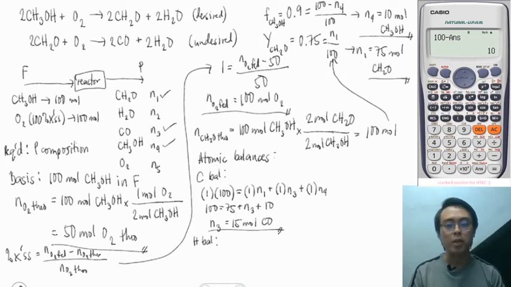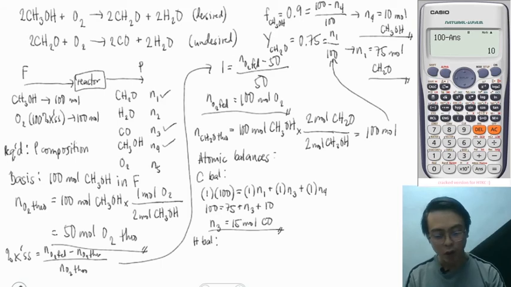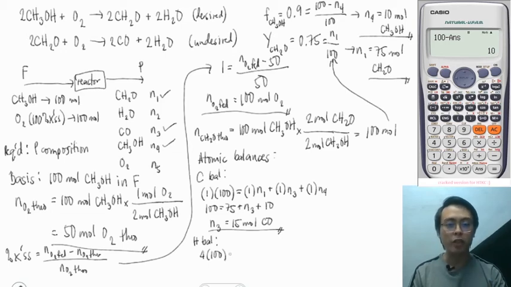It's the same process. You take a look at your feed. Hydrogen only comes from methanol. And how many atoms of hydrogen are in methanol? You have 4. So that is 4 times the amount of methanol, which is 100, is equal to all of the hydrogen in the product.